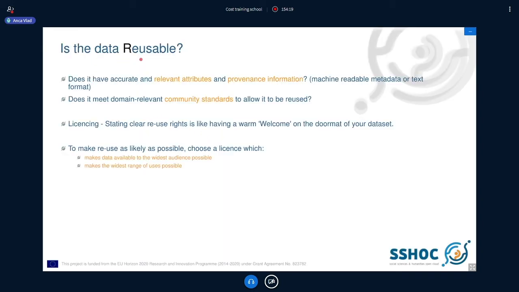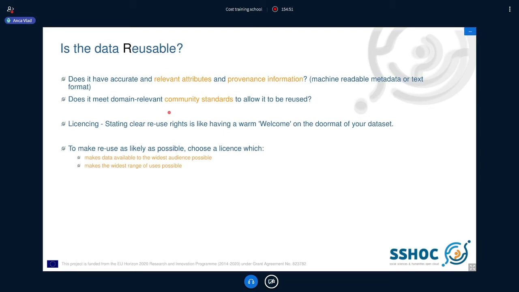Okay, moving on to reusable. So what do we need to look for to ensure that our data is reusable? It needs to have accurate and relevant attributes and provenance information, so machine readable metadata. It can also be in text format. So, for example, abstracts would not be machine readable. They could be, but they can also be in text format.